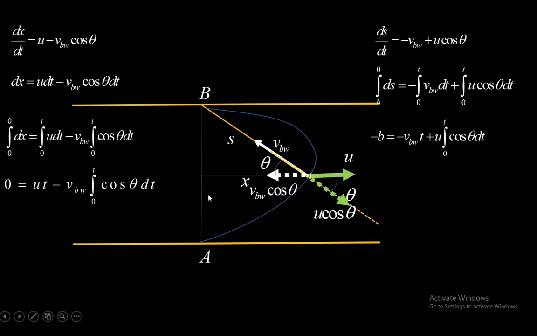So this distance is x. So x is increasing and then again decreasing. So the limits of x are 0 and 0. This term will solve to ut, VBW being constant is taken out, and this is the integration of cos theta dt. So we can solve this integration of cos theta dt from here very easily, and now we can put the value of the cos theta dt integral into this expression, and we can solve for time.